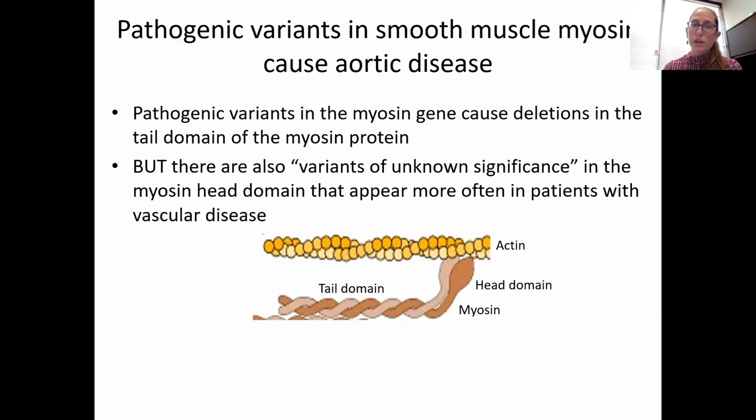But we've also found variants of unknown significance in the myosin head domain that appear more frequently in patients with aortic disease compared with the general population. And the head domain is the part of myosin that interacts with actin and does this movement. So it's also sometimes called the motor domain because it has this motor function. Variants of unknown significance, or VUSs, as you can tell from the name, are genetic changes that we can't tell just from the genetics alone whether they cause disease or not. So we wanted to ask whether this particular VUS that we're thinking about causes disease, and to do that we made a mouse model.